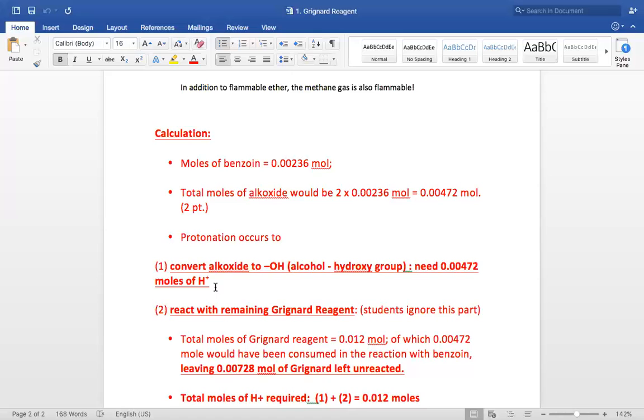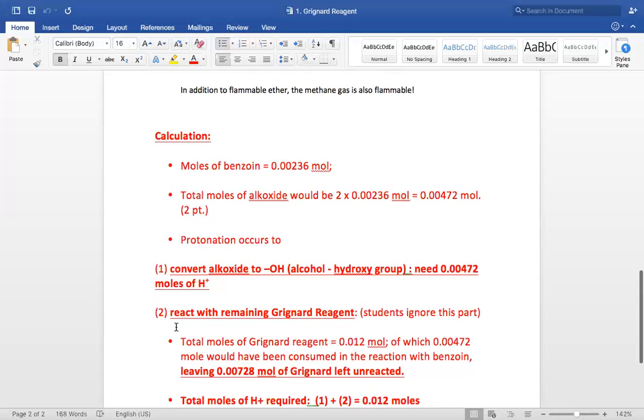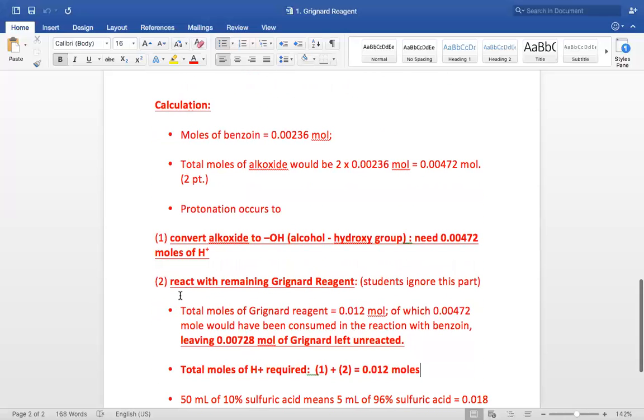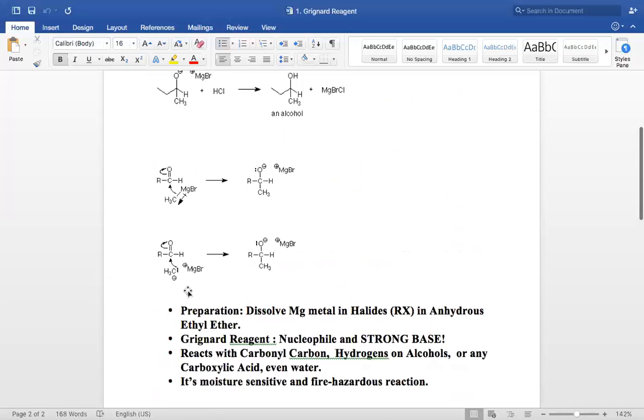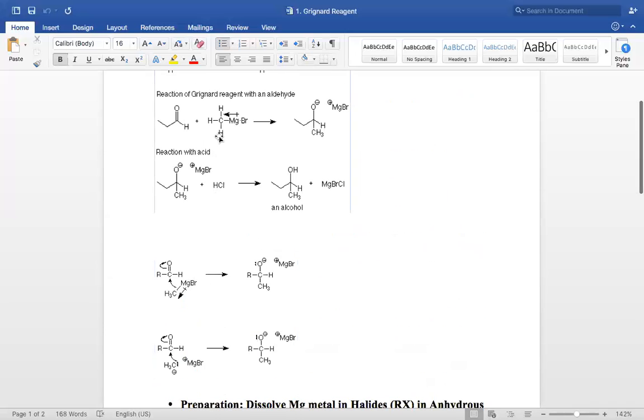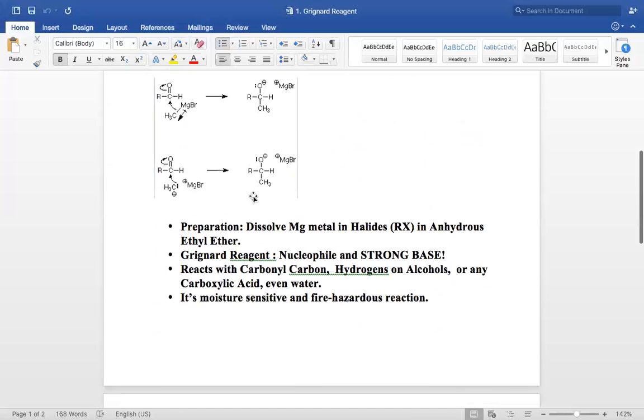The other part of the reaction will take place when I said this Grignard reagent being the base needs to be reacted. Why is this a base? Please go back to the structure one more time. Is this a base? Yes, because the electron pair is more to the carbon side. So it has the potential to function as a base. And actually Grignard reagent is a strong base.